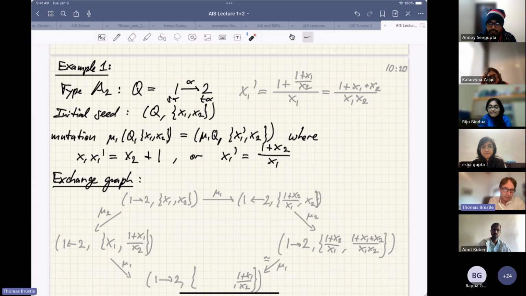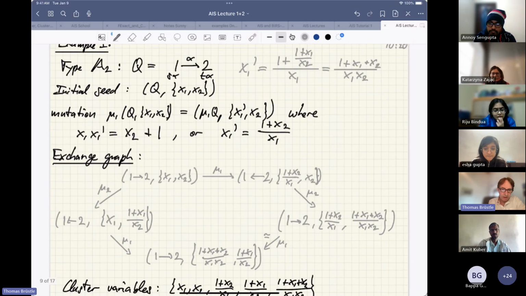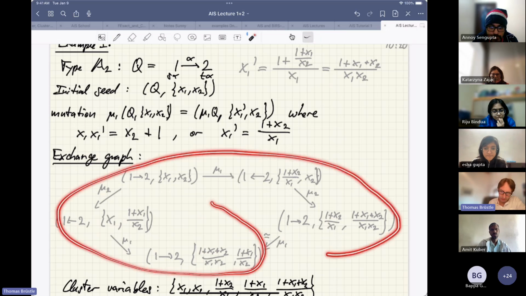Good. So I got no new cluster variable. I got the same thing, 1 plus x1 plus x2 over x1, x2. And we computed our exchange graph up to here. Very good.